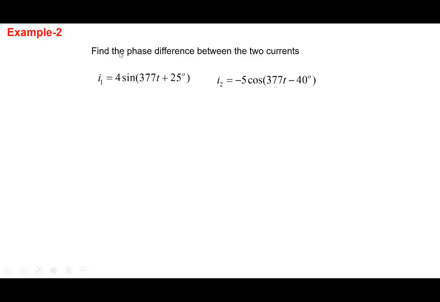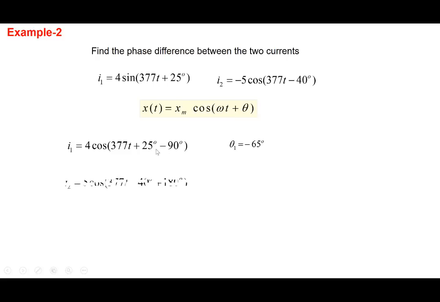So if somebody asks, let's say, find the phase difference between these two currents. I1 is 4 sine of 377t plus 25 degrees, I2 is minus 5 cos(377t minus 40 degrees). To do that, each one of them we first convert into our standard representation. So I1 will become 4 cos(377t plus 25 minus 90), and I2 is minus 5 cos here. So theta 1 is minus 65.